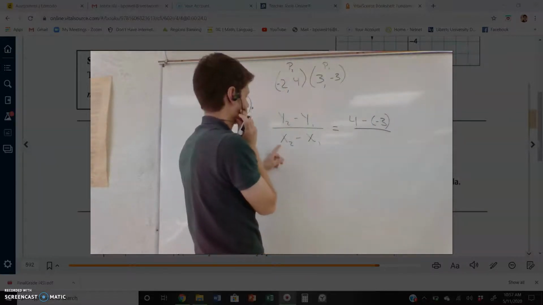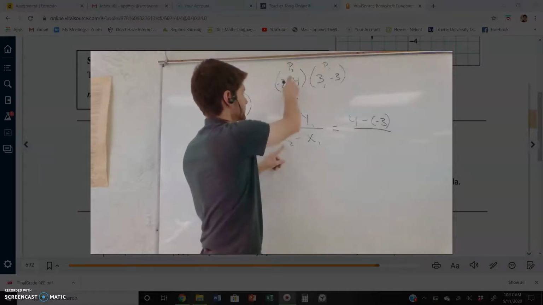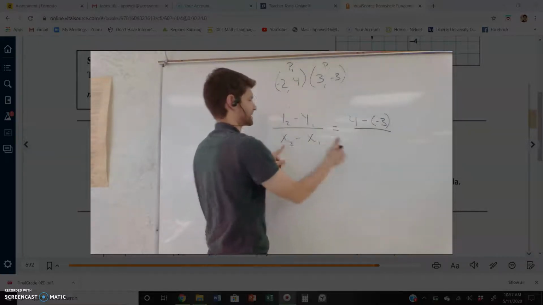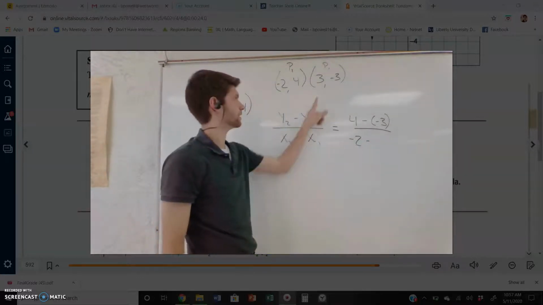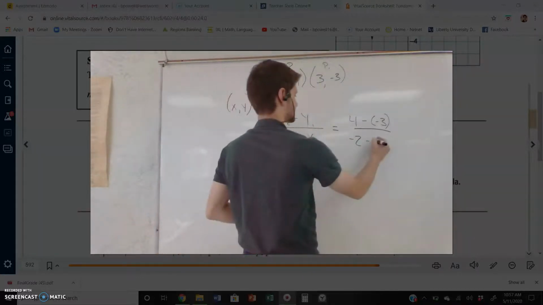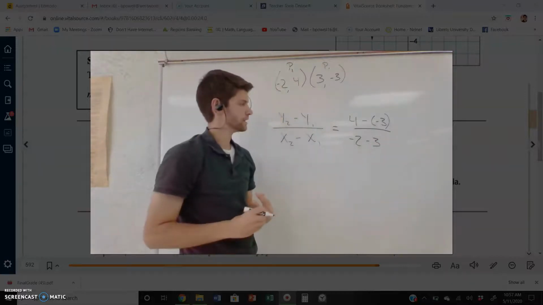Okay? Now, x from point 2, we said this one is our point 2, so our x is negative 2 minus our x from point 1. Here's our point 1. Our x is 3.